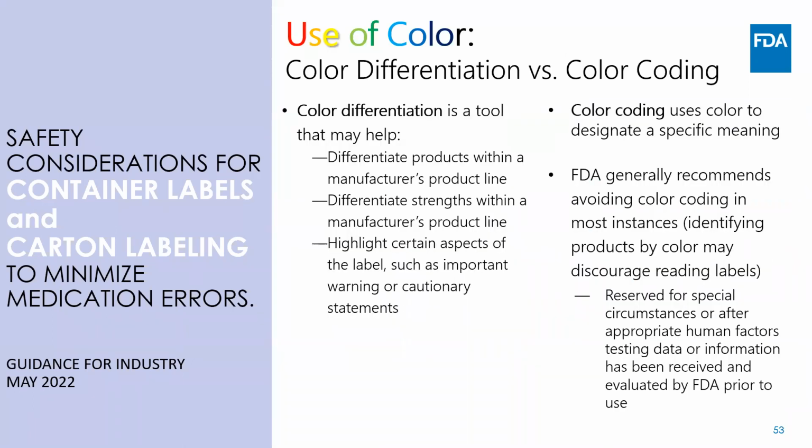And as I mentioned, color can be used to differentiate products within a manufacturer's product line. It can be used to differentiate strengths within a product line, or it can be used to highlight important aspects of a label, such as warning statements. Color coding, however, is a bit different because it uses color to designate a specific meaning. And we generally recommend avoiding color coding in most instances, as identifying products by color may discourage reading the labels, which is similar to an example that Matt provided earlier today.